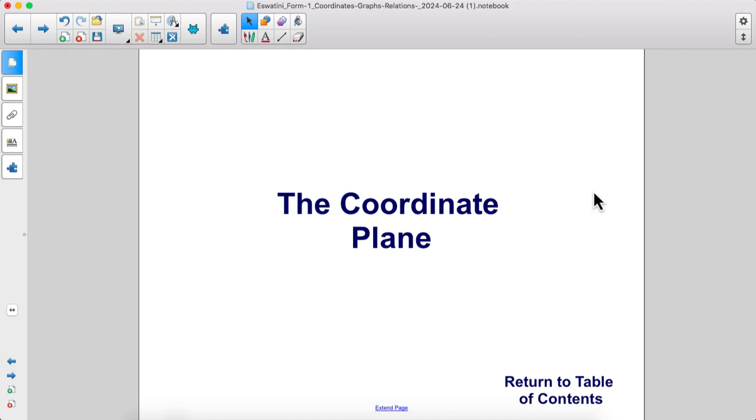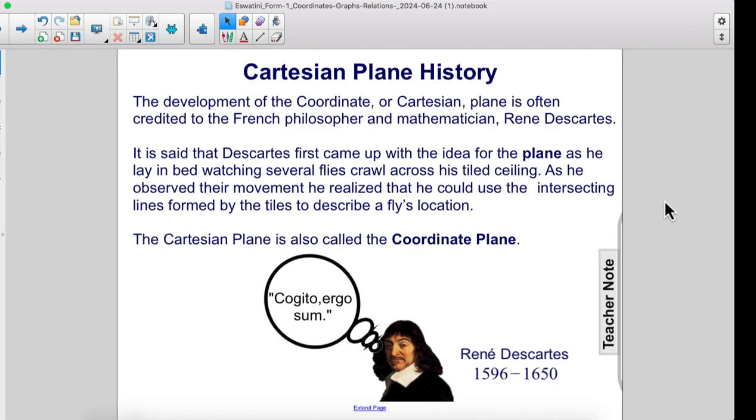The coordinate plane. The development of the coordinate or Cartesian plane is often credited to the French philosopher and mathematician René Descartes. It is said that Descartes first came up with the idea for the plane as he lay in bed watching several flies crawl across his tiled ceiling. As he observed their movement, he realized that he could use the intersecting lines formed by the tiles to describe a fly's location. The Cartesian plane is also called the coordinate plane.